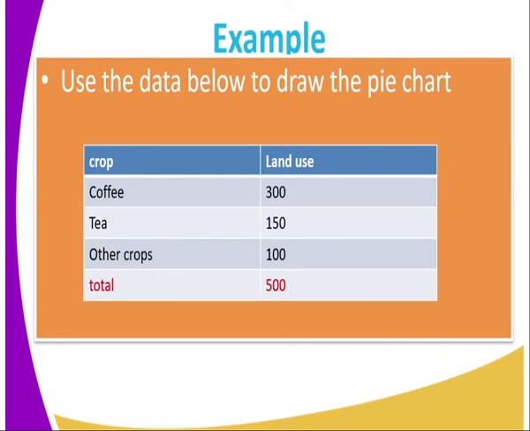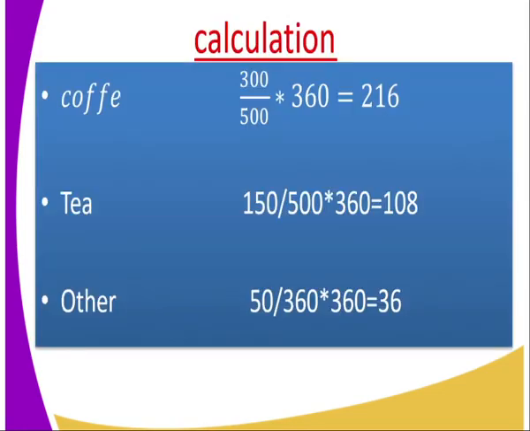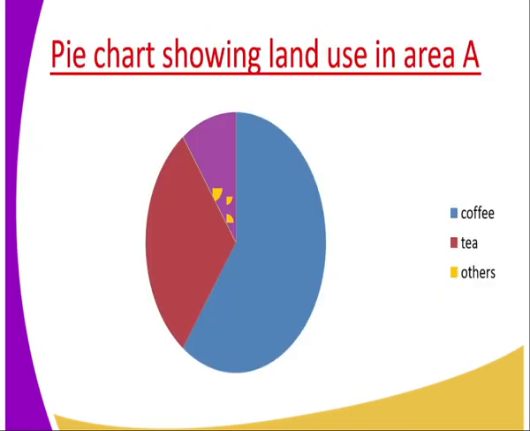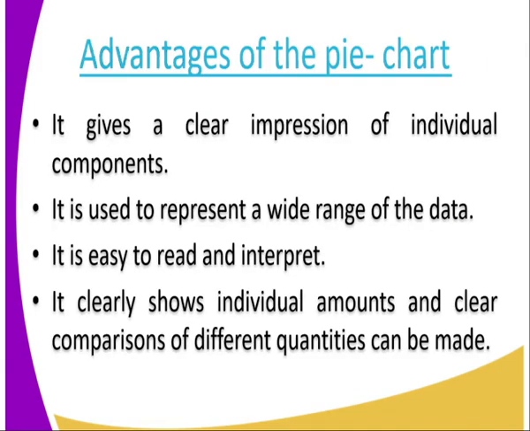An example: use the data below to draw the pie chart. The data is provided, and you are required to draw a pie chart. The first thing to do is get the total. Already you have the total. Then from there, get the percentages. This is how you calculate. Coffee was 300 divided by 500, times 360, which gives 216 degrees. Then tea is 150 over 500 times 360, which gives 108 degrees. And others, we have 50 over 500 times 360, which gives 36 degrees. And that is how the pie chart will look, with coffee, tea, and others after drawing.